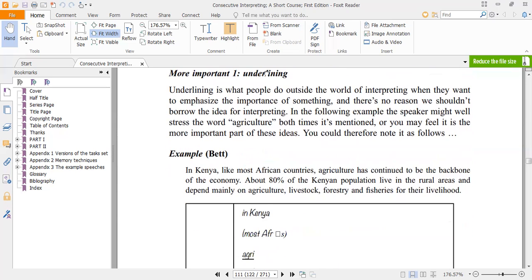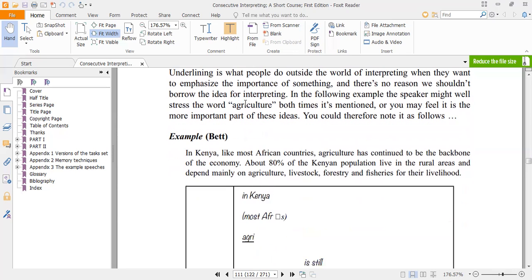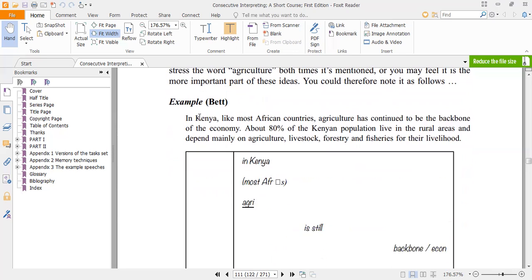Now, the first one, underlining. Look at this sentence: In Kenya, like most African countries, agriculture has continued to be the backbone of the economy. Look, this is the subject. In Kenya, most Africans agree. Agriculture, actually, we underline this word. That means it is a very important idea, or this word is stressed, or we have rising intonation in this word. Okay.